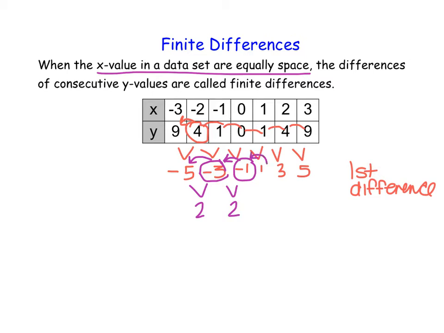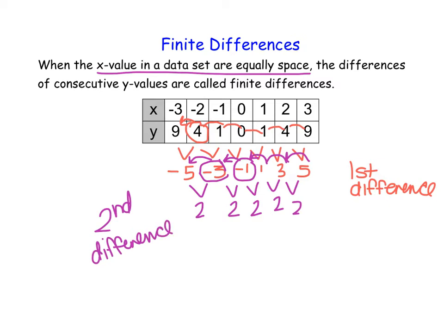1 minus negative 1 becomes 1 plus 1, so that one is 2. 3 minus 1 is 2. 5 minus 3 is 2. So this here is called our second difference. Because in this case they all became the same value, that's really as far as we can go. However, there are situations like cubic and quartic functions where we can keep going to a third difference or a fourth difference or something like that.